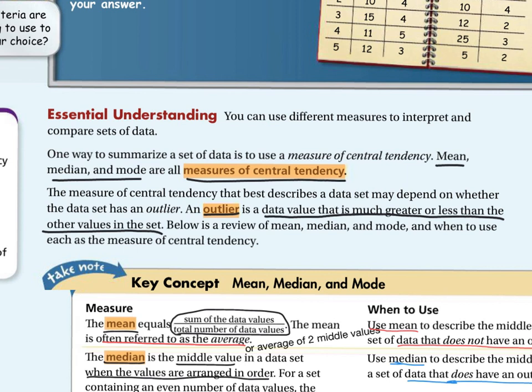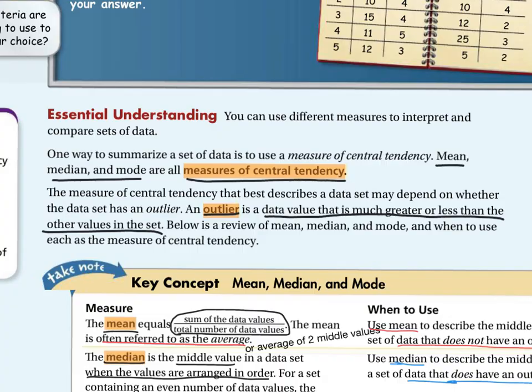One thing that can affect this is if we have an outlier. An outlier is a number that's a lot greater or a lot smaller than the other values. So if you have just one number that's a lot bigger or a lot smaller than everything else, that's called an outlier. You potentially could have more than one outlier, I guess, but a lot of times it'll tend to be just one number.